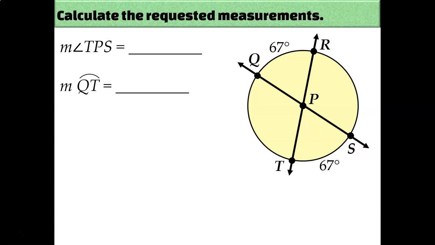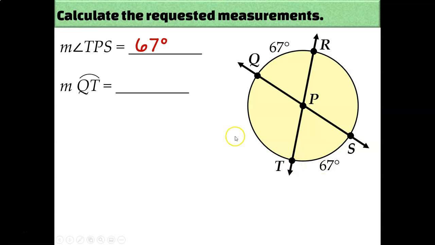Our first one is definitely the easiest one because it's two lines that intersect inside of the circle at the center. These are called central angles because their vertex is the center of the circle, and central angles are equal to the measures of their arcs. So the measure of angle TPS would be 67 degrees because the measure of its intercepted arc is also 67 degrees.